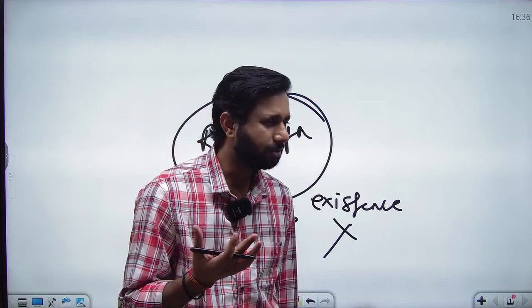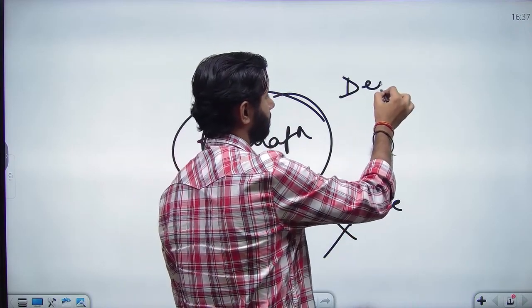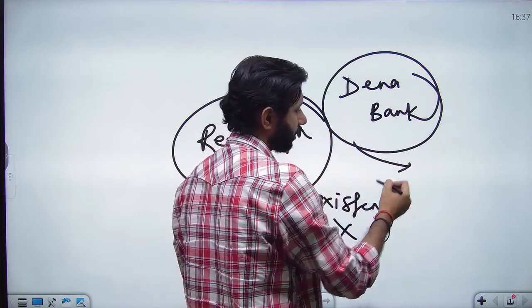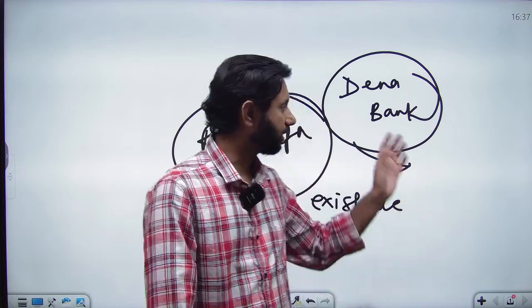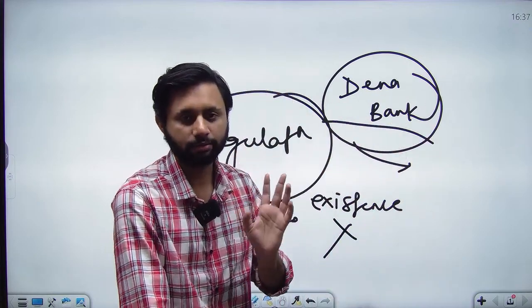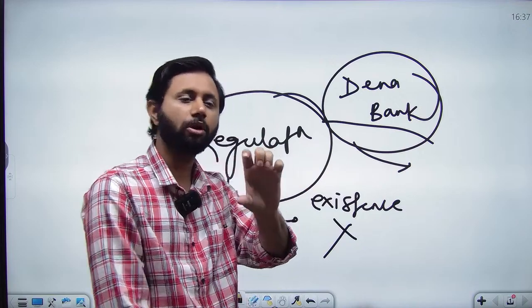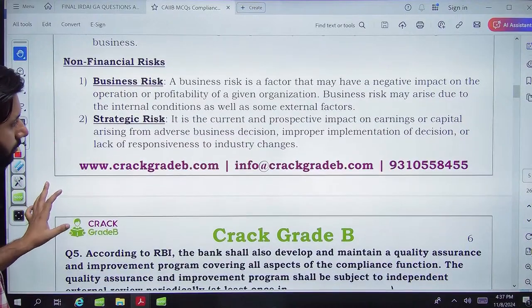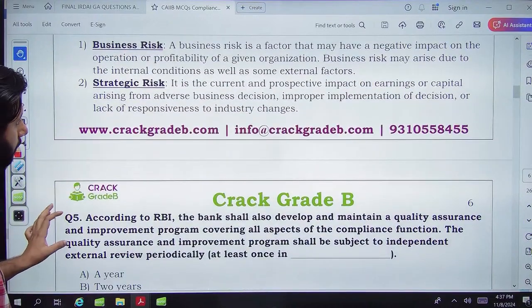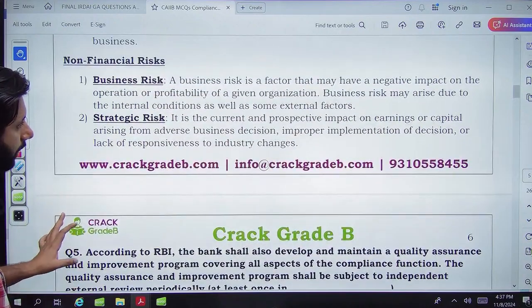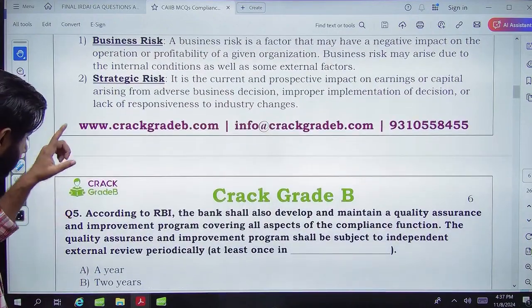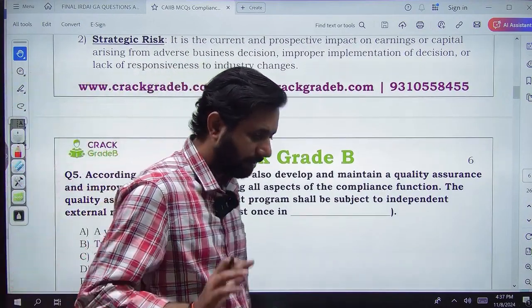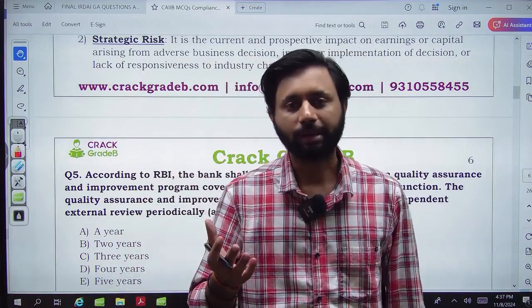isn't it? So anything that you guys remember, for example, you have remembered Dena Bank. देना बैंक की हालत खराब थी तो आरबीआई ने क्या बोला कि आप एक काम करो, मर्ज हो जाओ. तो फिर Dena Bank as an entity was annihilated, मतलब उसका तो एग्जिस्टेंस ही खत्म हो गया. So that's what you call annihilation risk. Then we have business risk, which I have already told you कि प्रॉफिटेबिलिटी पर अगर डिक्लाइन आए, that is your business risk. Strategic risk we already discussed. So these are the various types of risks that are highly important in context of the chapter of compliance risk.